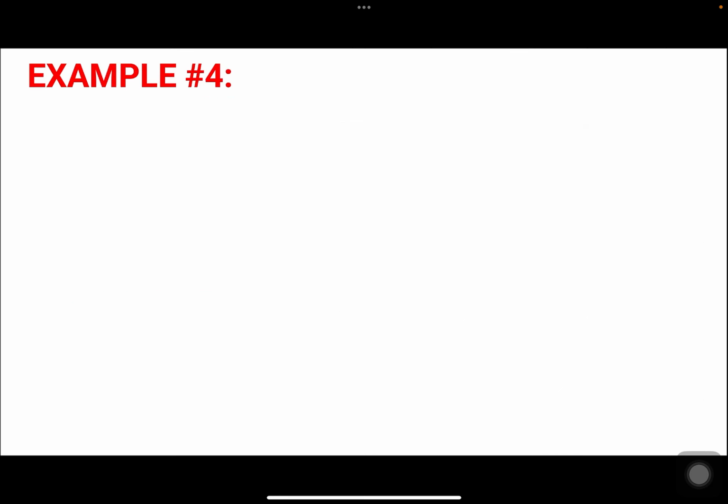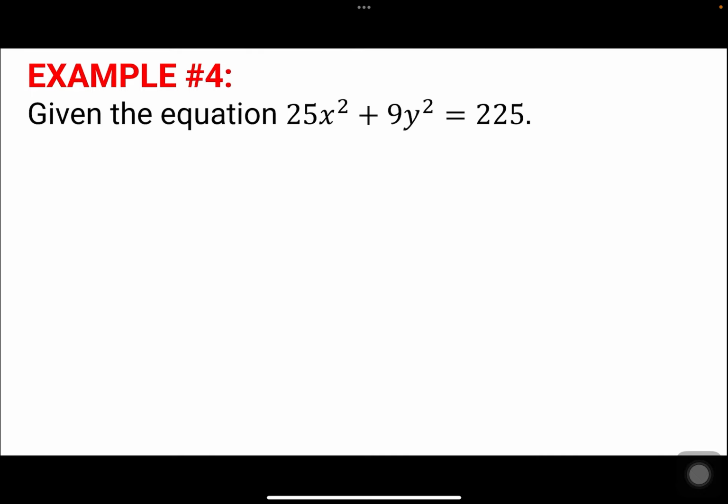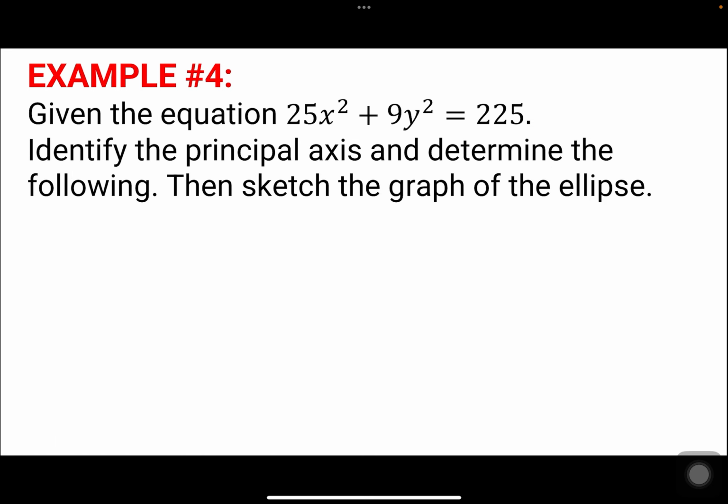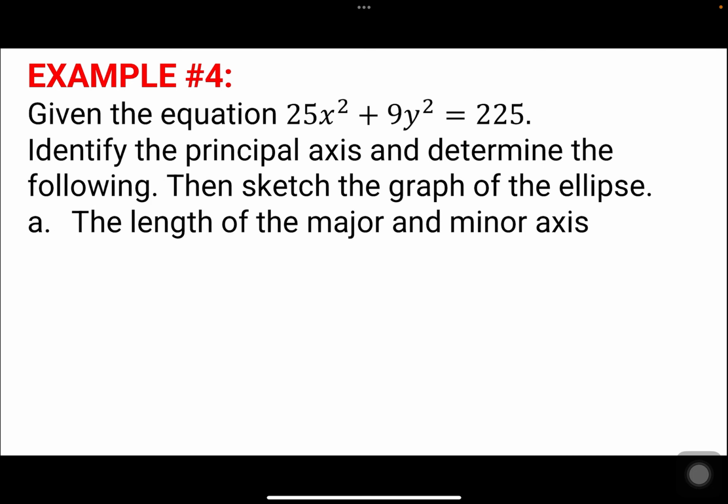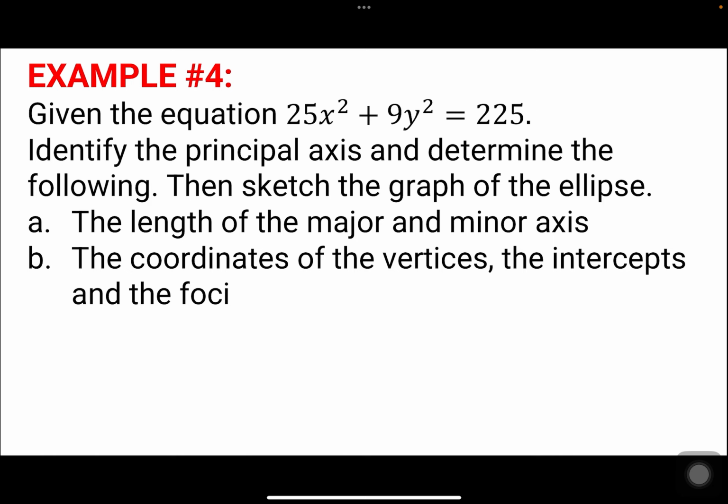So, last example before I give the assignment. So, given the equation, 25x squared plus 9y squared is equal to 225. So, identify the principal axis and determine the following. Then, sketch the graph of the ellipse. So, unang tinatanong, length of major axis and minor axis, then coordinates of the foci, vertices, and intercepts. Okay?